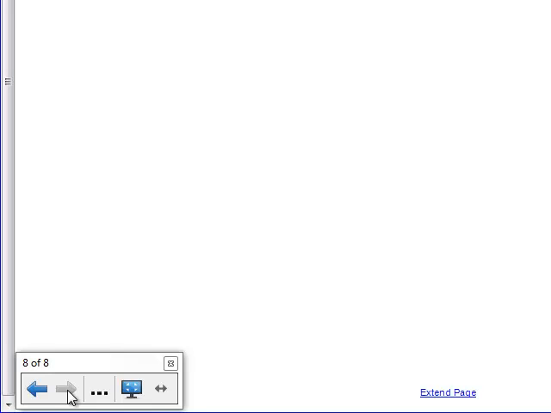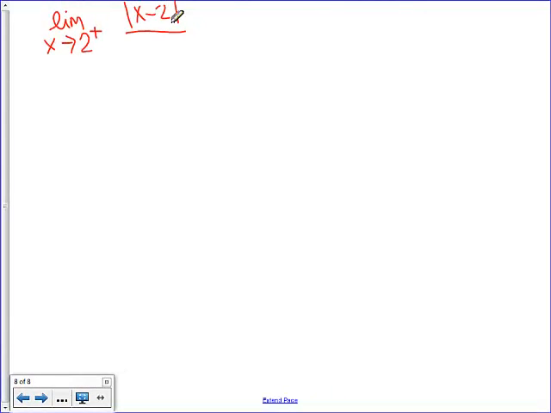Okay, now we're going to look at limits involving absolute values. So the limit as x approaches 2 from the positive side of the absolute value of x minus 2 divided by x minus 2.